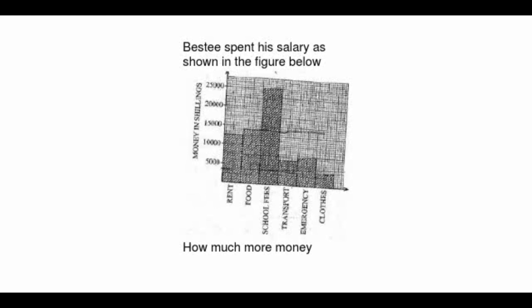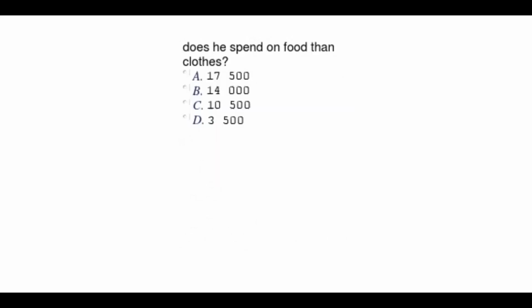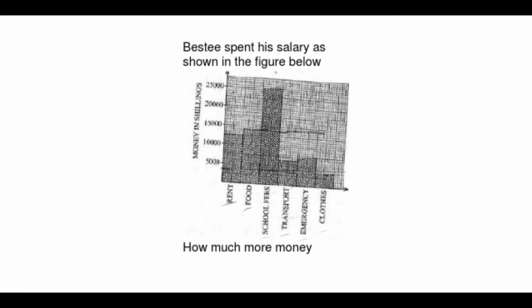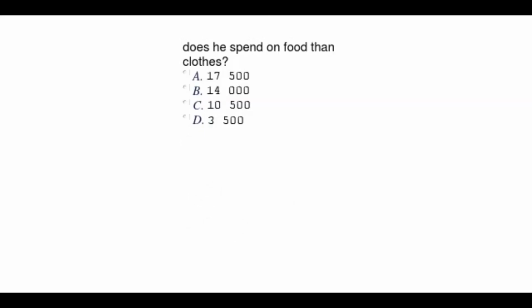Bestie spent his salary as shown in the figure below. So we have money in shillings against expenses. We have rent, food, school fees, transport, emergency, and clothes. How much more money does he spend on food than clothes? So this is our point of interest. We are going to compare the expenses of food and that of clothes. So first we are going to determine the amount of money used for food and then the amount of money used for clothes.